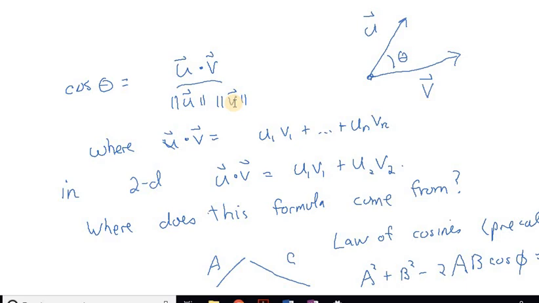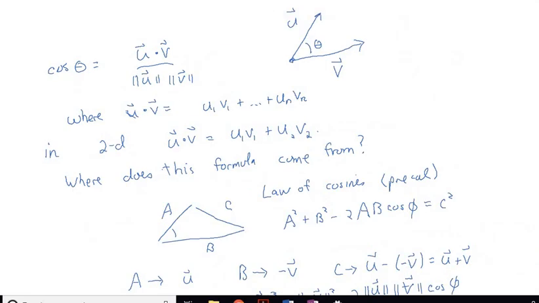Now, why does this make sense? Well, let's work our way up from 2 dimensions. In 2 dimensions, this formula looks like u1 v1 plus u2 v2, where these are the two components of u and v. So in 2 dimensions, where does this formula come from? Okay, let me see if I can move this over a little bit. I had to zoom out to fit it all in.